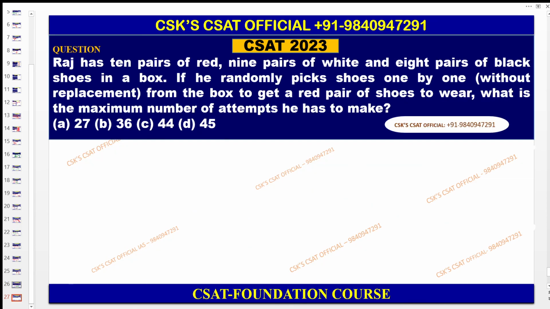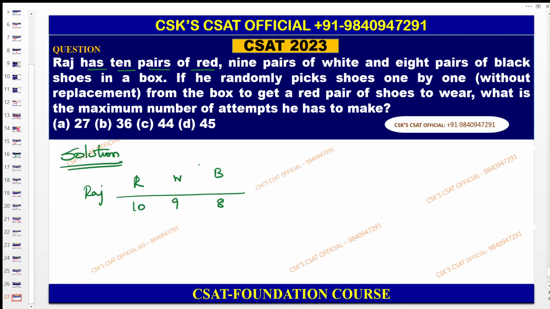Now, this is a very important question. Yes, it is possible to make a mistake with these questions. When you are seeing this kind of question for the first time, surely there is a possibility of making a mistake. Now, Raj has 10 pairs of red shoes. Red here is 10. White here is 9. Black here is 8. Pairs of shoes here.